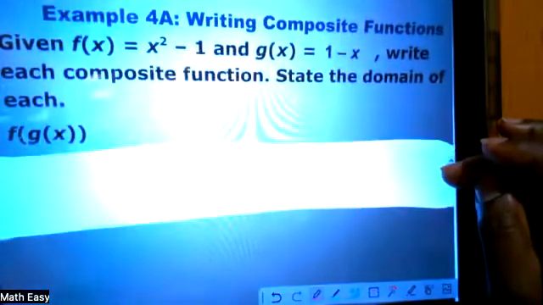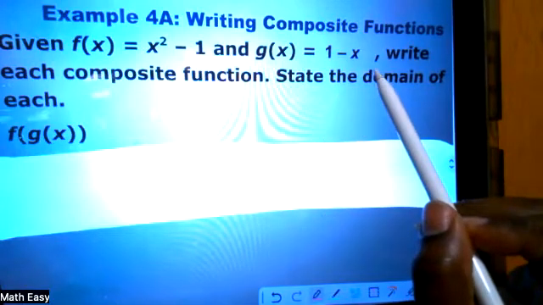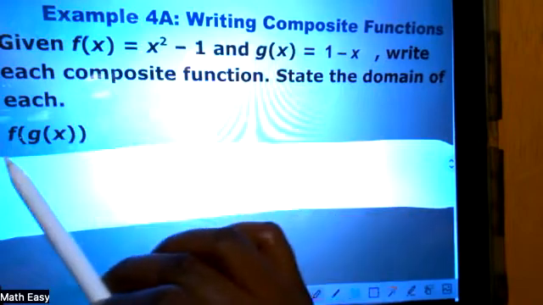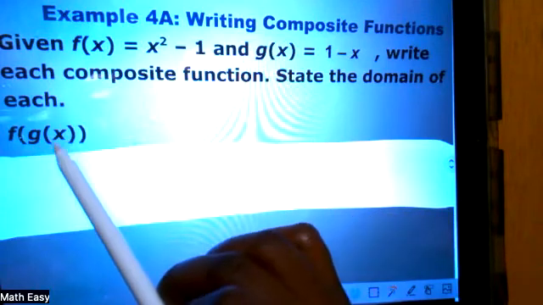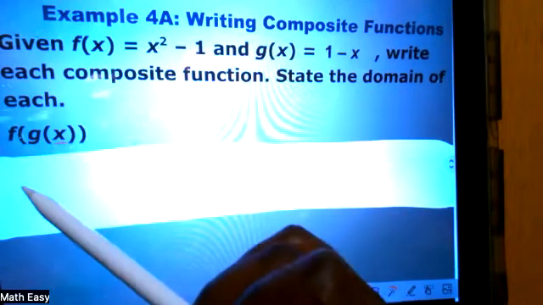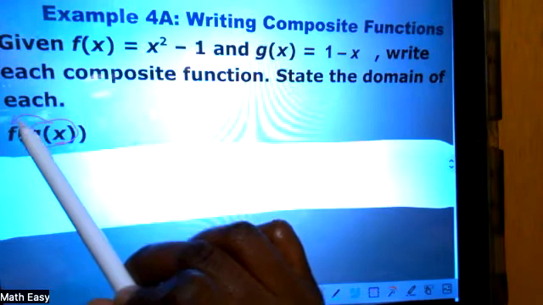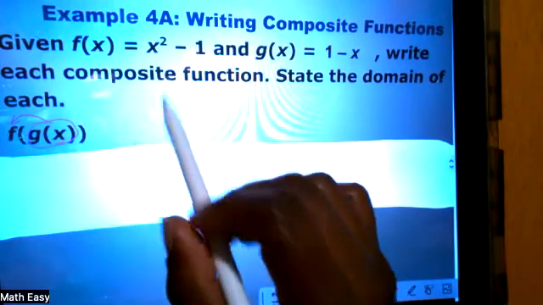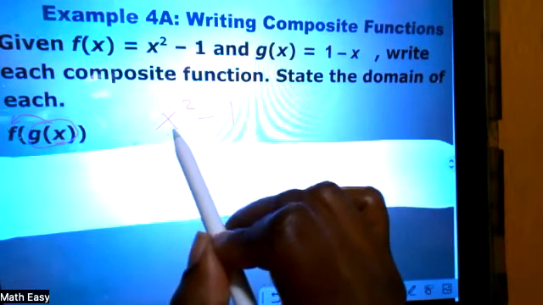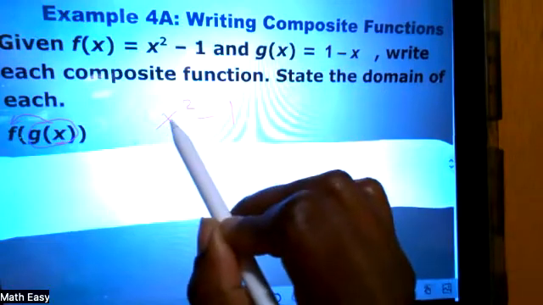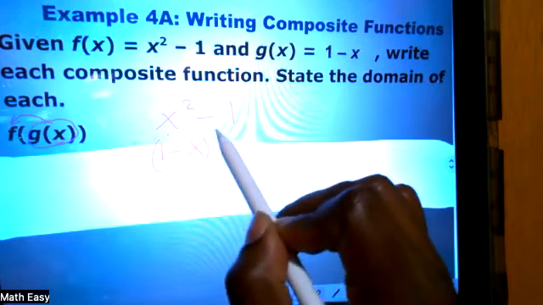Here we have another example. We have f of x is x squared minus 1, g of x is 1 minus x. We need to write the composite function of fg of x. So again, we are going to start with our g function. However, notice we do not have a number here, we have our x term. So we take our g function and input that into our f function. So what is our f function? x squared minus 1. And wherever we see x, we put our g function. So we replace x with 1 minus x, and that should be squared.